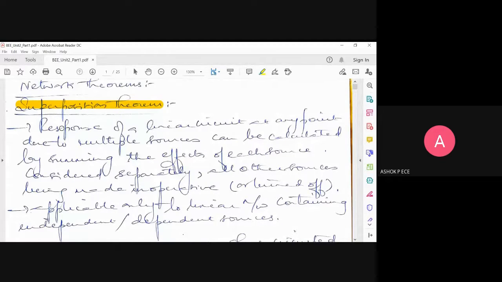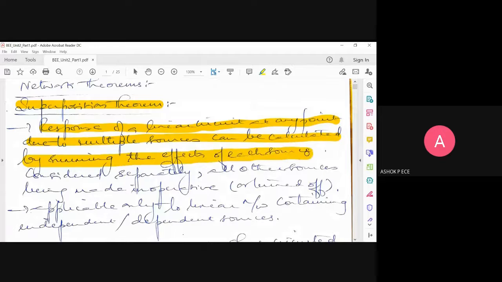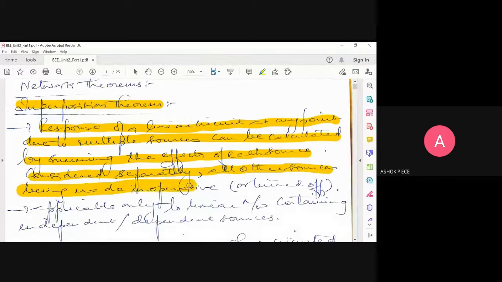And see the statement, I'll read out the statement. Response of a linear circuit at any point due to multiple sources can be calculated by summing the effects of each source, considered separately, all other sources being made inoperative or turned off. So this theorem is applicable in a circuit where you will have multiple sources. Source means it can be a voltage source or current source. Voltage source means it can be dependent or independent. Current source means it can be dependent or independent.